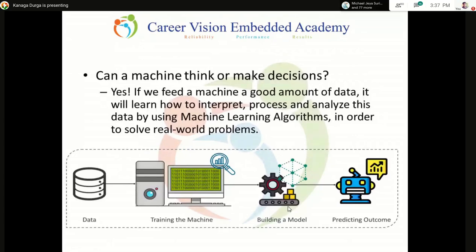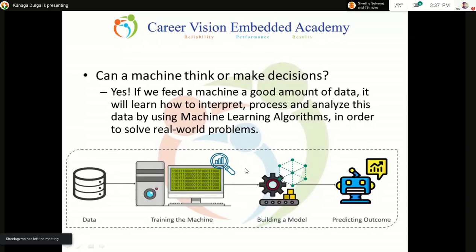So the next major question is, can a machine think or make decisions? Let us see how we can do that, if we can do that. The answer is yes, the machine can think and make decisions. So the next question which pops up is how. If we feed the machine a large amount of data, and if we give algorithms for it to train on that data, the machine will build a model which depends on the algorithm and the data which we have given to the machine.